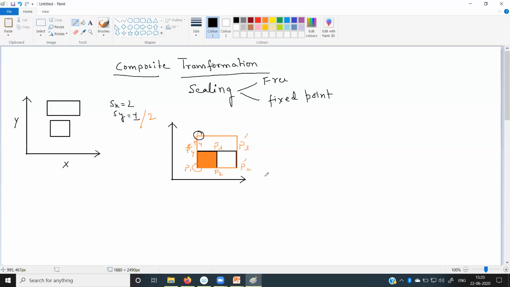One important thing you can notice here is that the point P1 has not changed its position. That's why it is called fixed point scaling. Here the scaling operation is performed in general, but based on which point? Based on the point P1, the scaling operation is performed. Now how this scaling operation is performed, that is a very important thing. So you notice the entire operation.